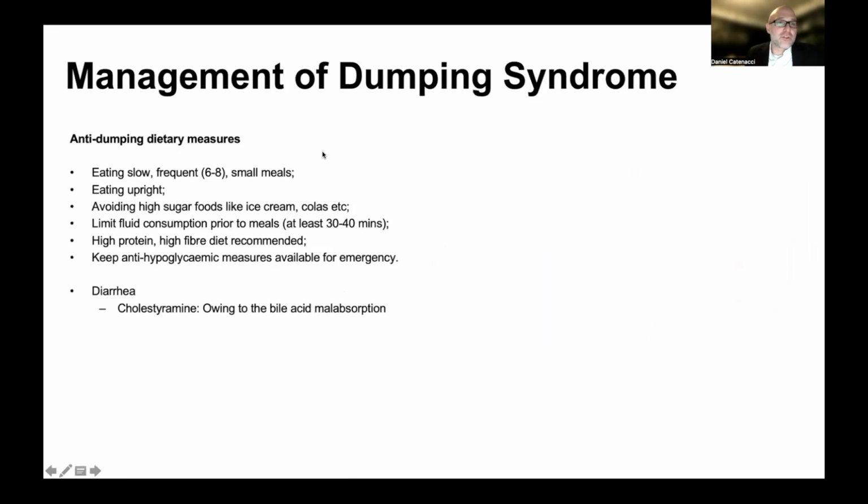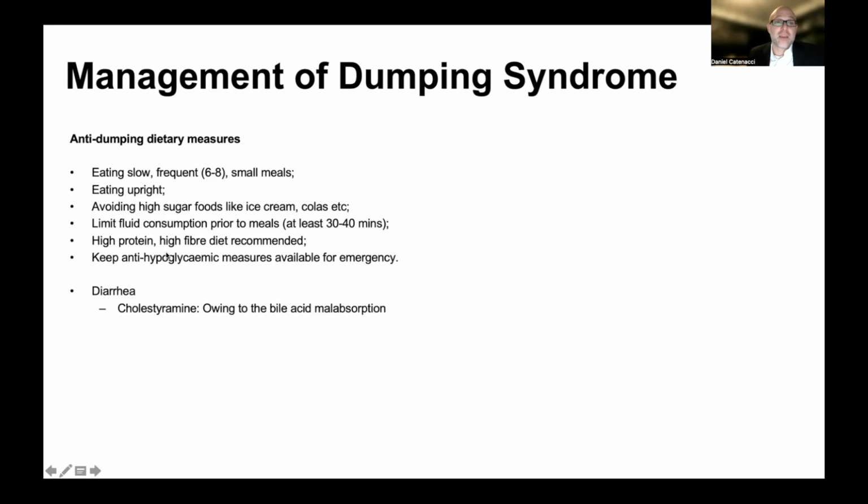How do we manage dumping syndrome if the patient does have these symptoms? Well, there are some dietary measures that are often sufficient to deal with most patients. Eating slowly, and frequent small meals as opposed to what we're used to, large but infrequent meals. Eating upright is noted to alleviate some of the symptoms. Avoiding high sugar foods like ice creams, colas, etc., particularly for that second type of dumping where you get this huge insulin burst and then hypoglycemia after. Limiting the fluid consumption prior to meals by at least a half hour, and higher protein and high fiber diets can help to slow things down.